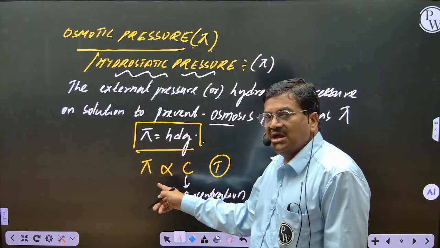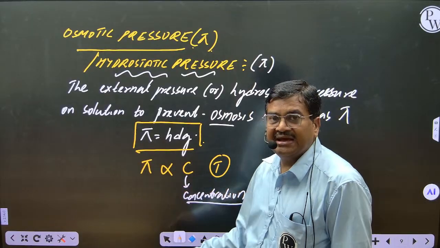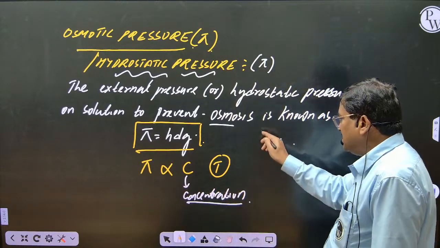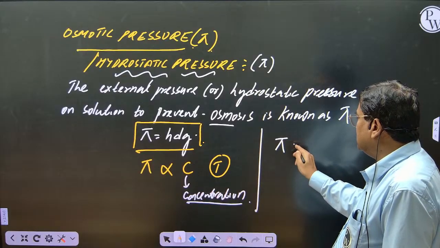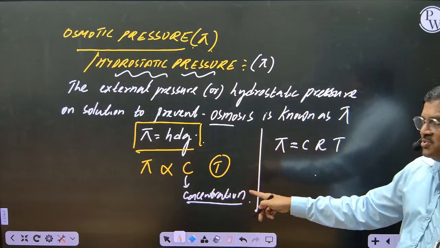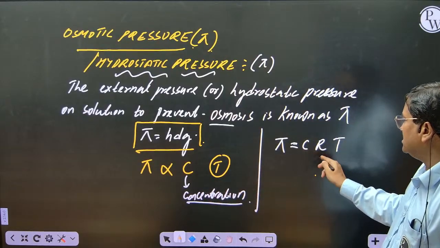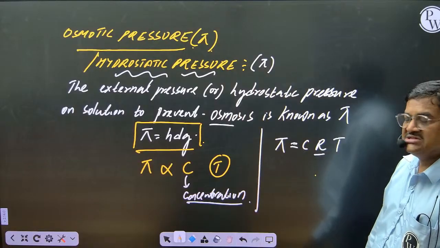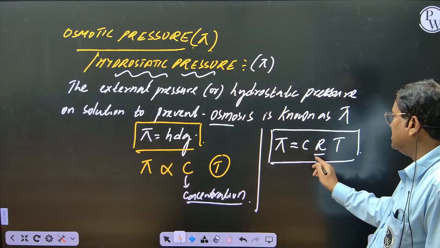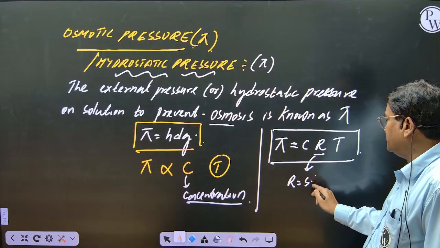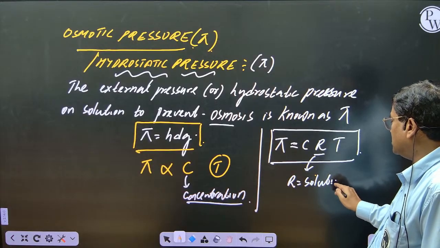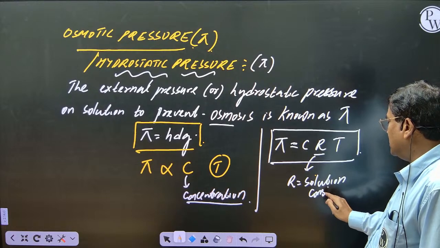And you know, from Boyle's law, Charles' law, we can write one ideal gas equation. So from this relation, when you remove the proportionality, we write the relation pi equals C into R into T. This is the relation. On removing the proportionality, we are multiplying with R. What is R called? Solution constant. This is called the solution constant. What is R? R is called the universal gas constant. You studied it in states of matter in first year. This is called the solution constant. Its value is the same as the R value.